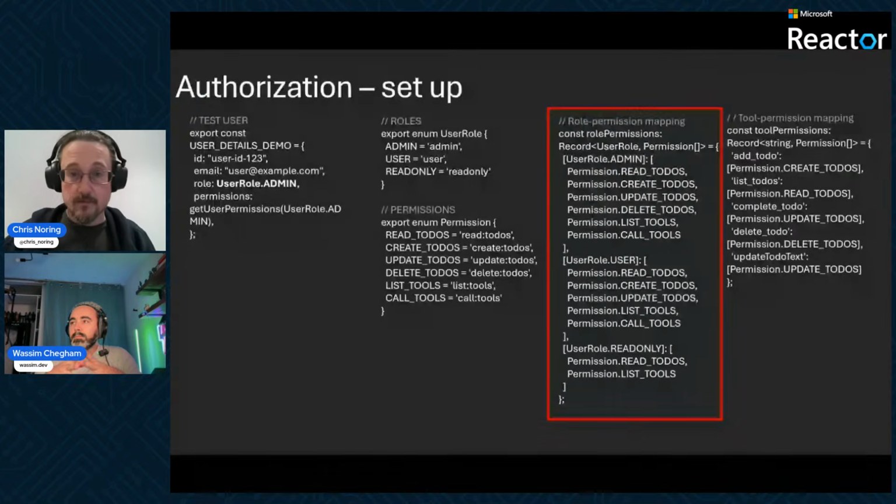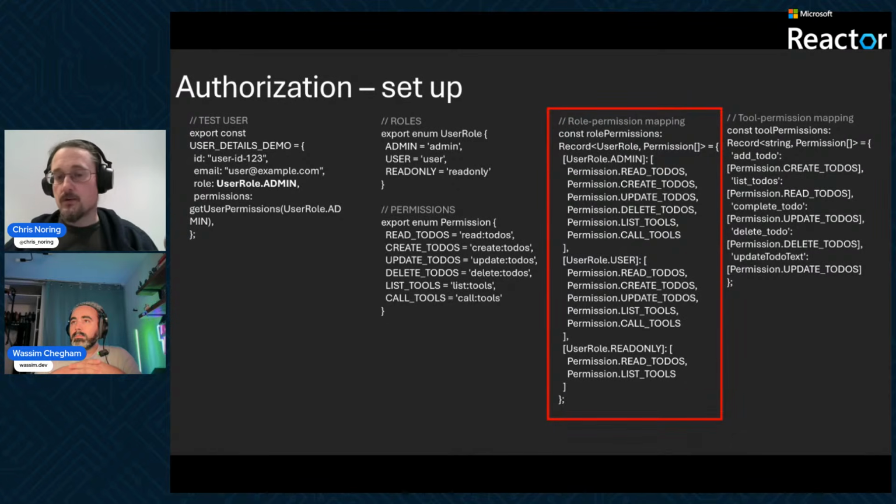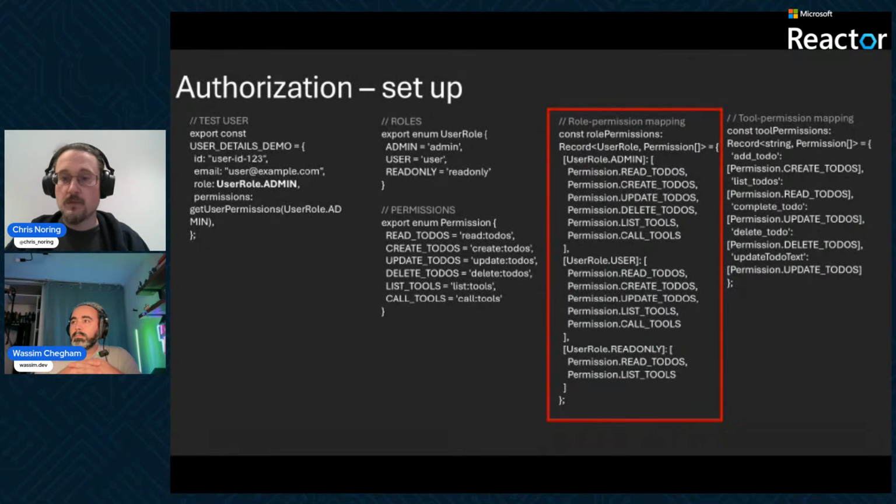So pretty much everything. However, if we are a lower level user, namely a normal user, we can do almost everything. We can read, create, update, list, and call tools, but we can't delete to-dos. So here you can see that there's a slight difference between the two roles. And if we are a read-only role, we can read to-dos and list tools, which makes perfect sense. We shouldn't be able to do more if we're called read-only.